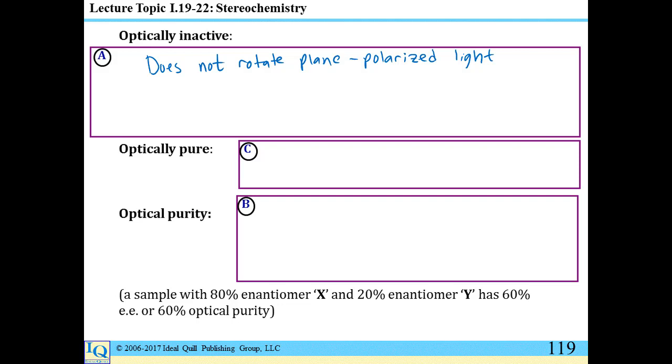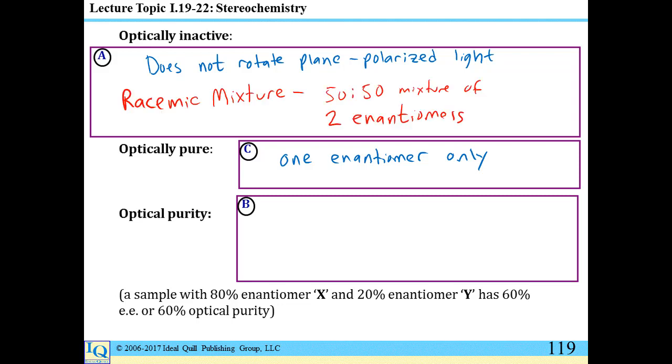A compound that is optically pure has no side products and has achieved the maximum rotation of the plane polarized light. This would indicate that only one enantiomer is present. If an equal amount of both enantiomers are present, this is what is called a racemic mixture. This, as we mentioned on the previous page, would be optically inactive because the rotation of each enantiomer would cancel.